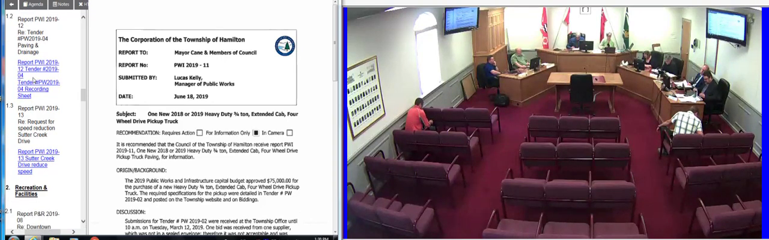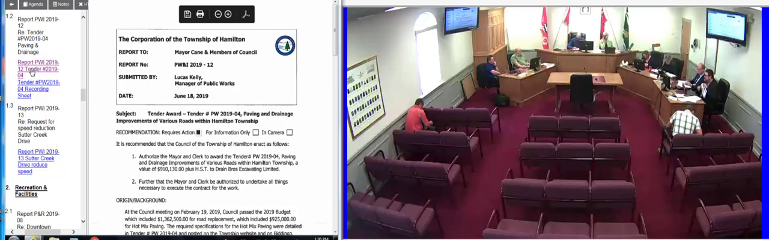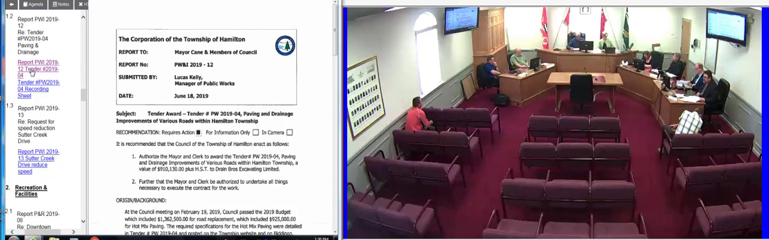Tender PW 2019-04. We need a mover and a seconder that the report regarding tender award for tender PW 2019-04, paving and drainage improvements of various roads within Hamilton Township be received, and further, that the Council of the Township of Hamilton enacts as follows. 1, that council award the tender PW 2019-04 for paving and drainage improvements of various roads within Hamilton Township to Drain Brothers Excavating Limited at a value of $910,130 plus HST. And further, that the mayor and clerk be authorized to sign and execute the agreement and all things necessary to execute that contract. Mover, please. Thank you, Pat. Seconded, Larry. Thank you. Discussion? All in favor? Carried.